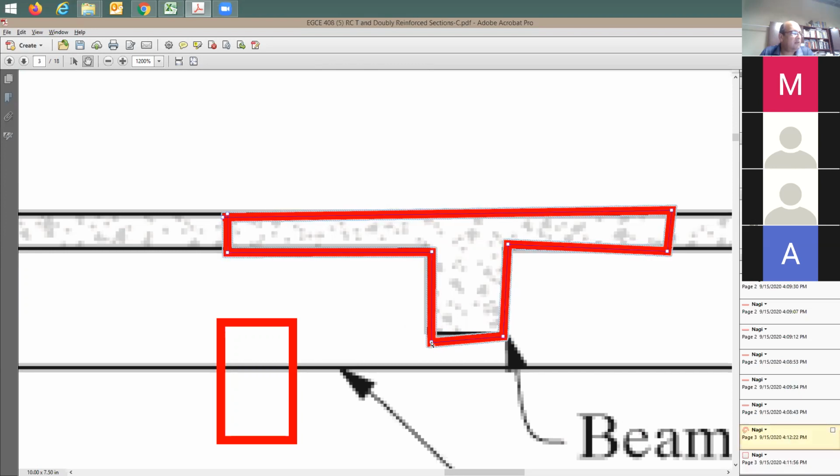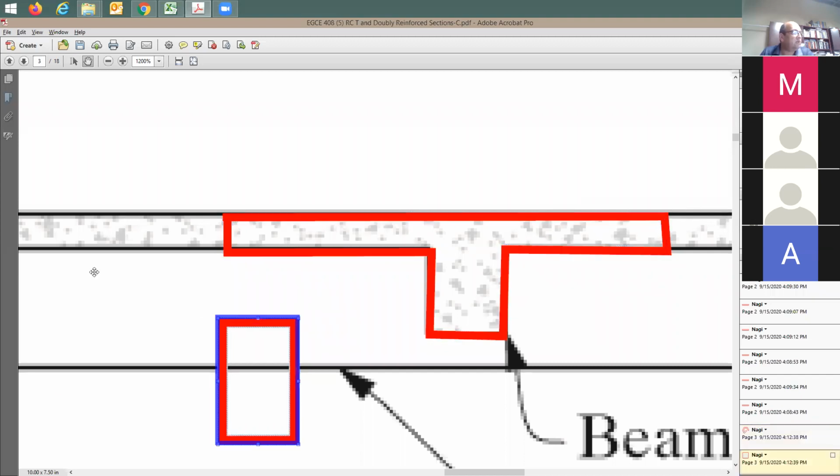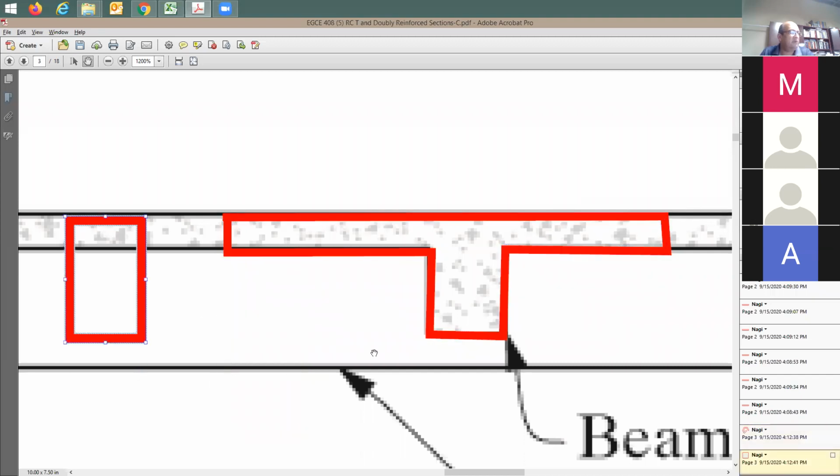Just fix it to align it with this. Now, which beam do you think is going to be stronger here in this case? Now, reinforcing, I'm not going to change the reinforcing. It's going to be the same. All tension rebars is going to be the same. Now, which one, in your opinion, is going to be stronger? Is it going to be the rectangular assumption or the T assumption?